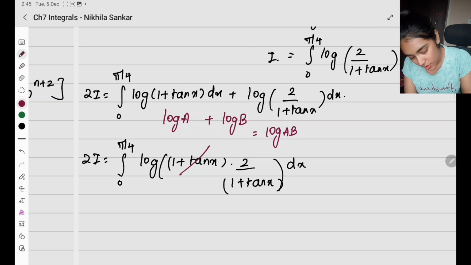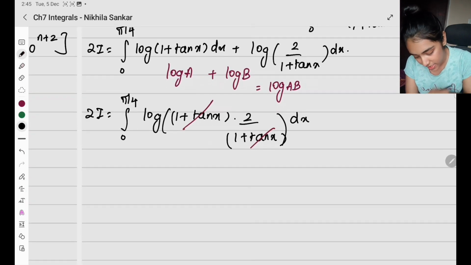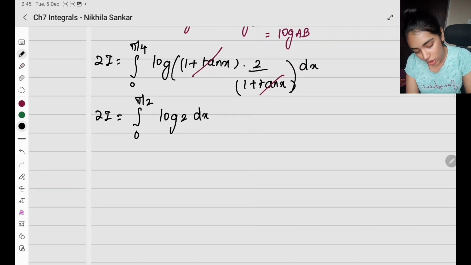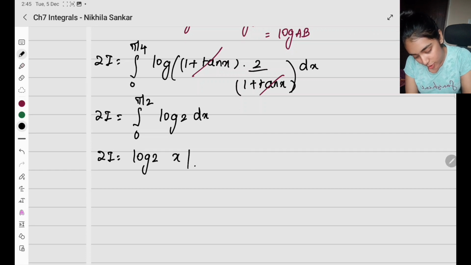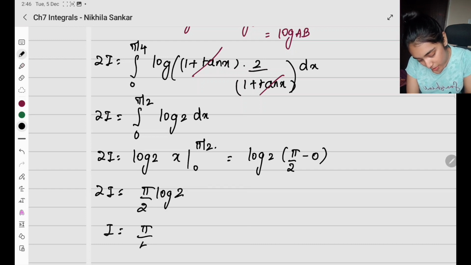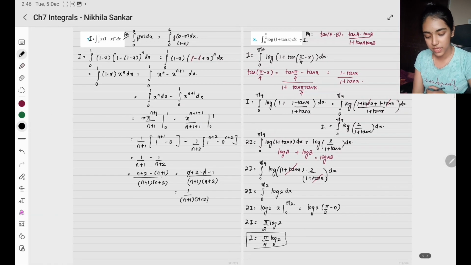Simple aidcha? So I can cancel the 1 plus tan x and the 1 plus tan x. So I'll be left with 2I equals integral 0 to pi by 4 log 2 times dx. Log 2 is a constant which I can take out. So log 2 integral dx is going to be x from 0 to pi by 4. So this is going to be log 2 times pi by 4 minus 0, which is 2I equals pi by 4 log 2, and my final I is going to be pi by 8 times log 2. Okay, please copy.